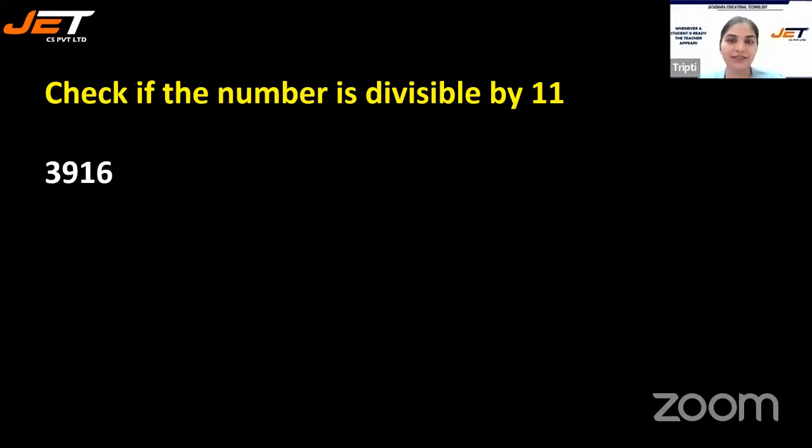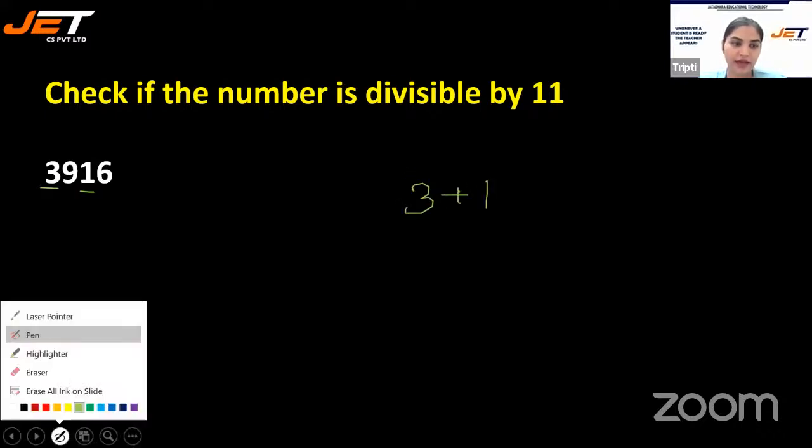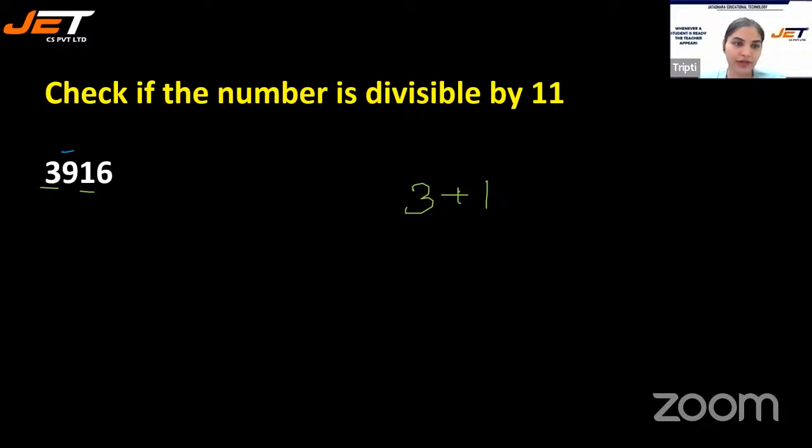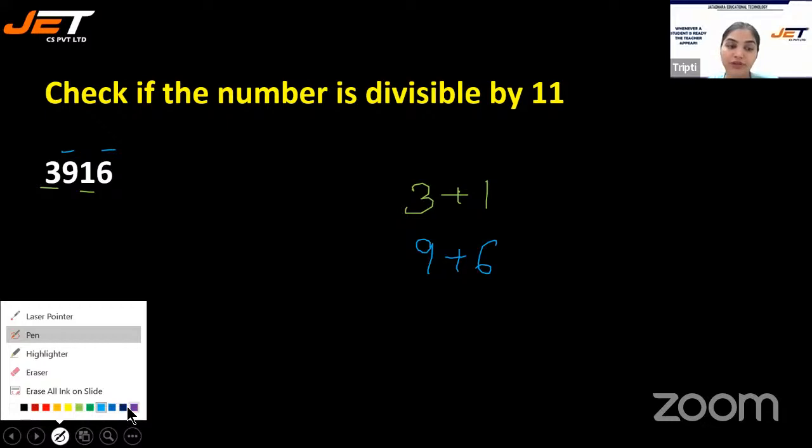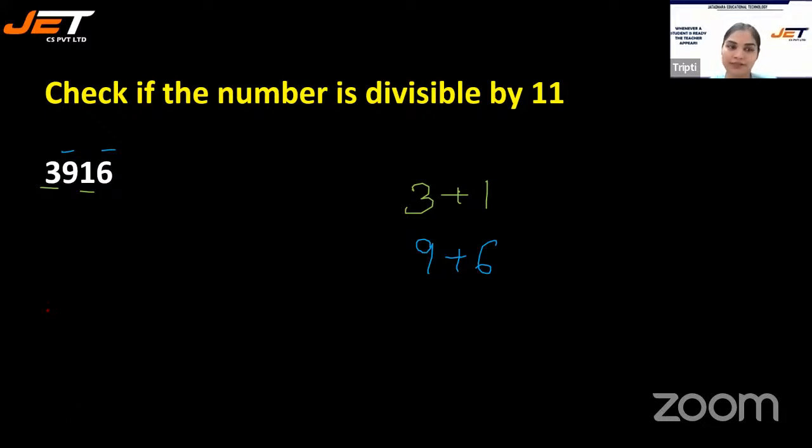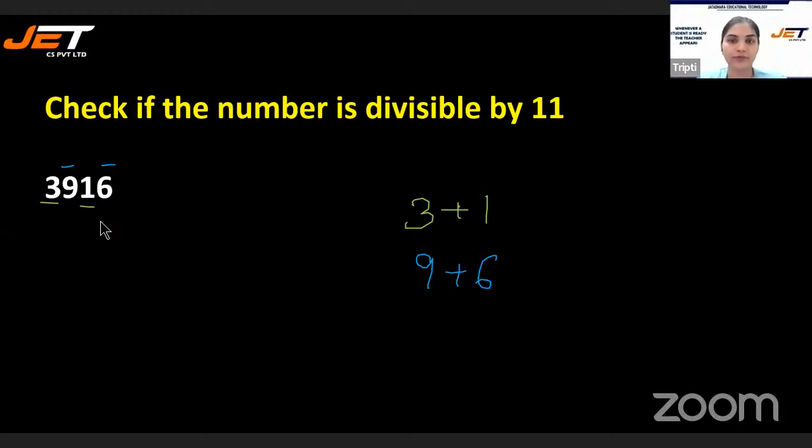Next one, 3,916. Let's do it. Just underlining the odd and even places. Here you have to do 3 plus 1. And over here you have to do 9 plus 6. The even places. I am not saying even numbers or odd numbers. I'm saying even places and odd places. So make sure you don't make this mistake of adding even numbers and odd numbers. Otherwise it will be wrong. So don't make that mistake. Come on, do it.